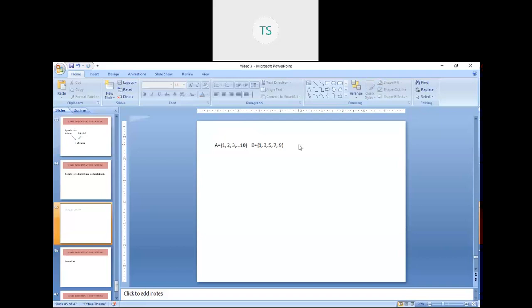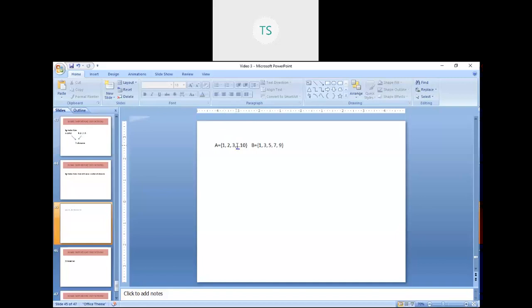Capital A has the elements 1, 2, 3, 4, 5, 6, 7, 8, 9, 10, and capital B has the elements 1, 3, 5, 7, and 9. So from these two sets, we can say that the elements of capital B are also the elements of capital A. Is it true? Yes. All the elements of capital B are the elements of capital A also?